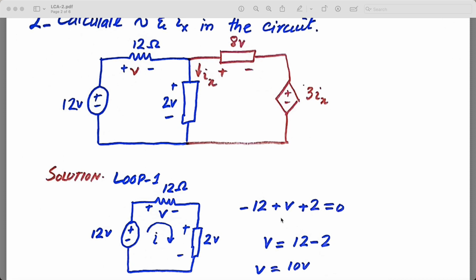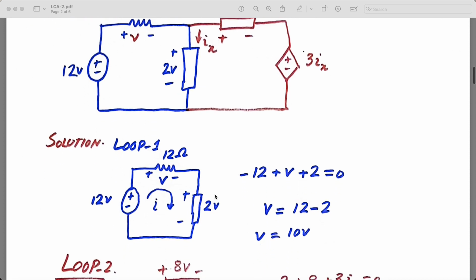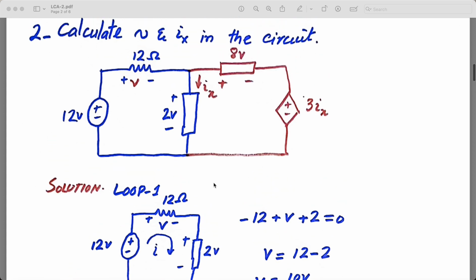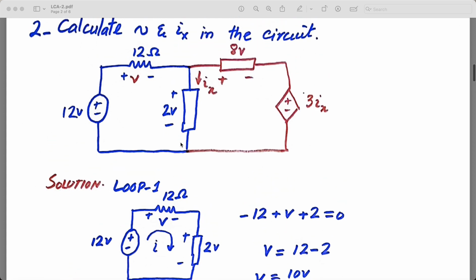Then you calculate the sum and simplify this equation, and we end up with V equal to 10 volt. So that was the first question, to calculate V.